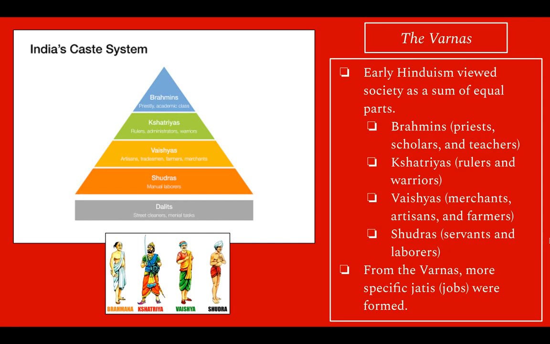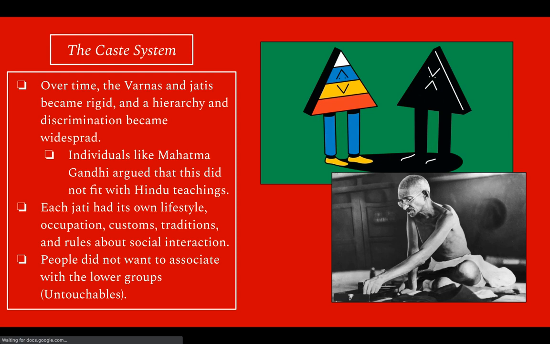And from the Varnas, more specific jatis or jobs were formed. That's kind of how the caste system is going to develop. From the Varnas, more jatis were formed, and then you've got this very elaborate system that I believe we'll talk about in the next slide. But here are some pictures of what these groups look like: Brahmins, Kshatriya, Vaishya, and Shudra.